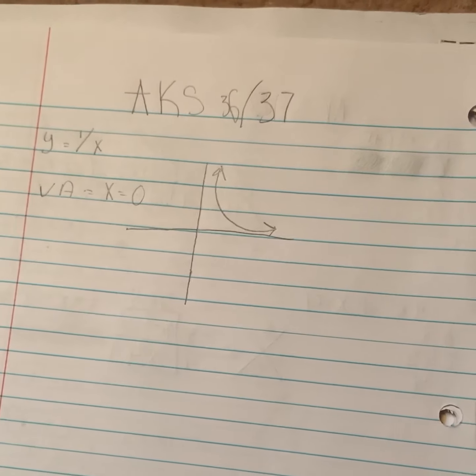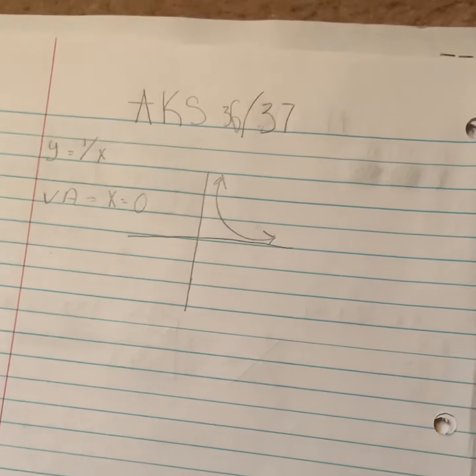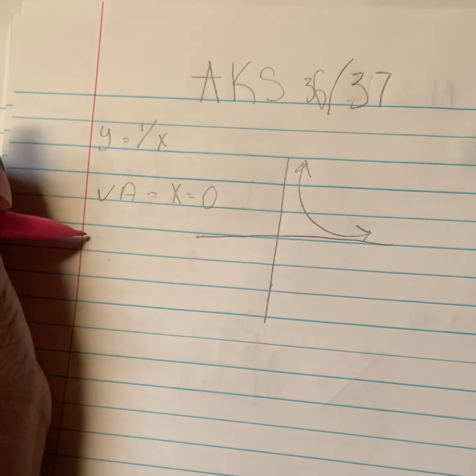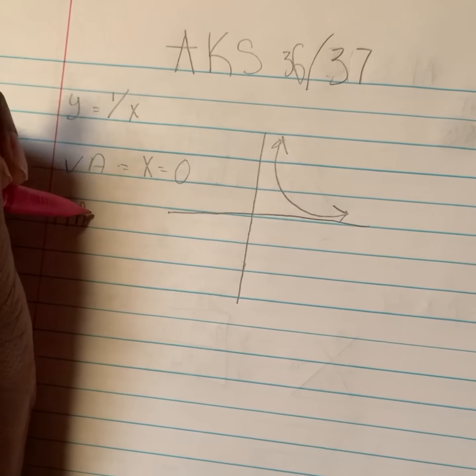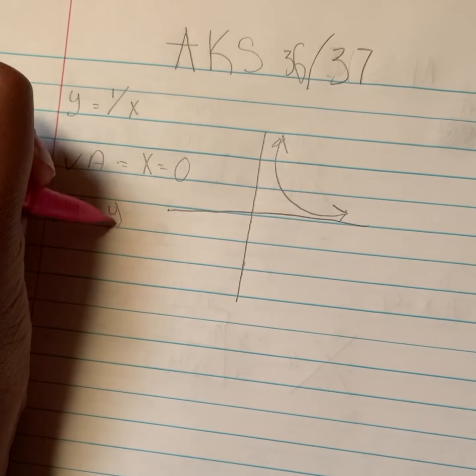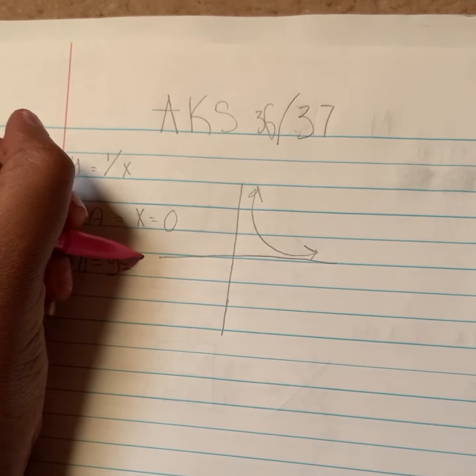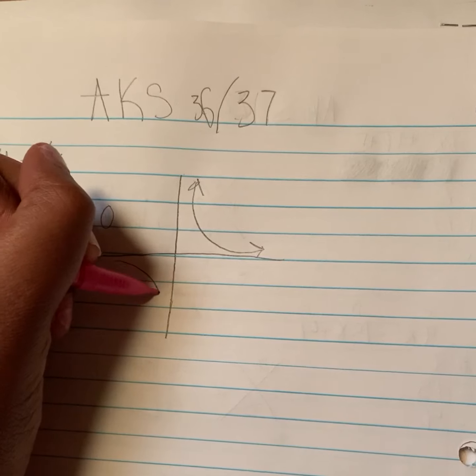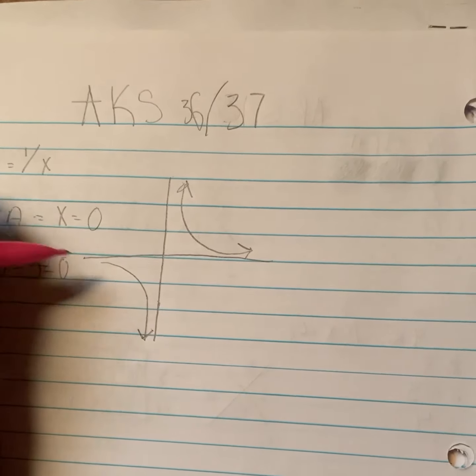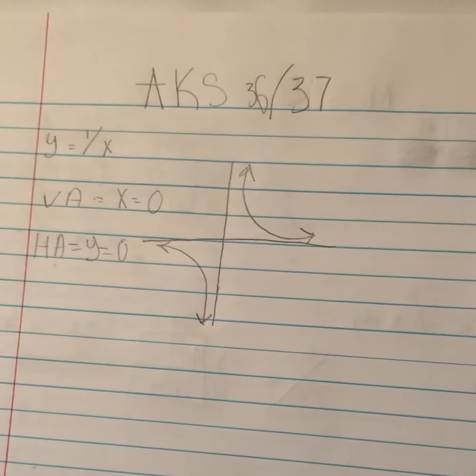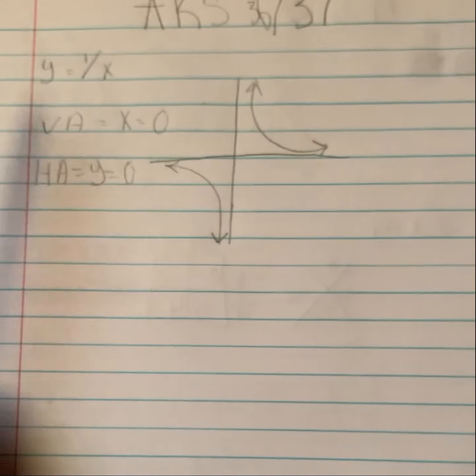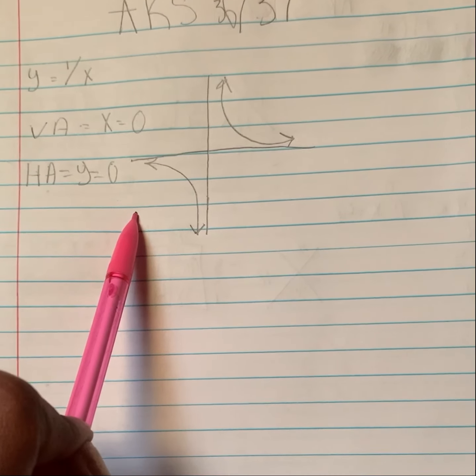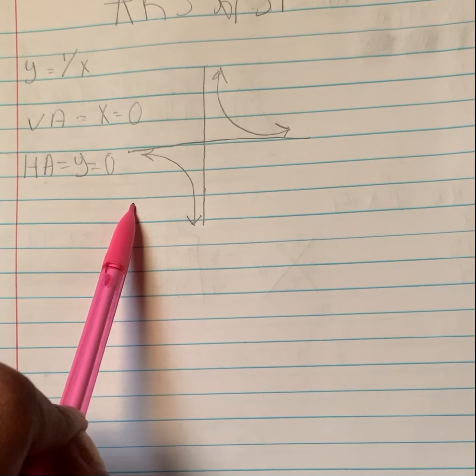Okay. Now it also has a horizontal asymptote of y equals 0. So a horizontal asymptote of y equals 0. This is on the x-axis. Okay, so with this function, the graph is placed on the upper right-hand corner and the lower left corner.